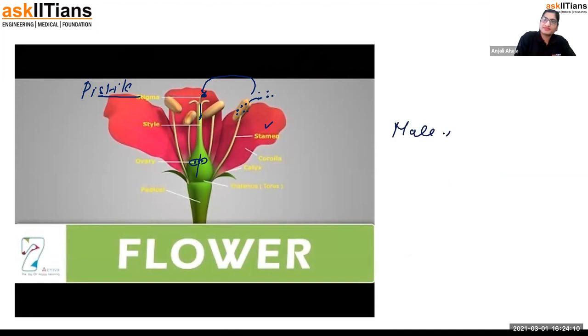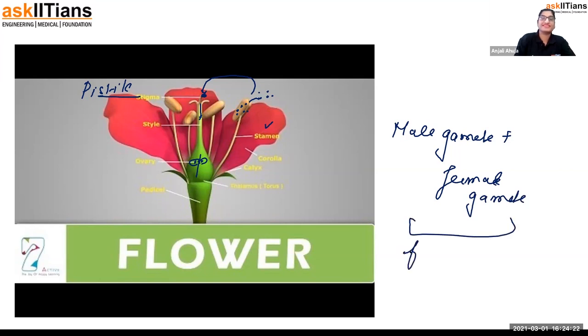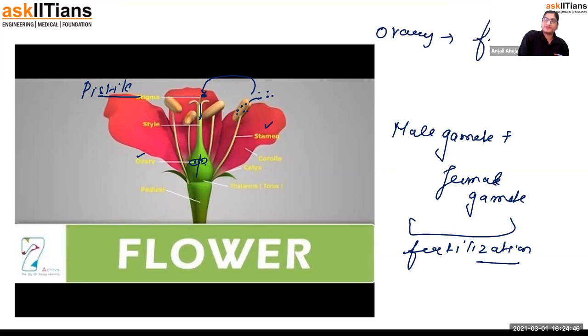When the male gamete, meaning reproductive cell, reacts with the female gamete, we call it fertilization. So inside it fertilization will happen, and one thing I wanted to tell you is that after fertilization happens, the flower is no more a flower. The flower is going to form the fruit. The outer part, the ovary, is going to form the fruit. And into the ovary, I told you, the ovule is present. The ovule is going to form the seed.